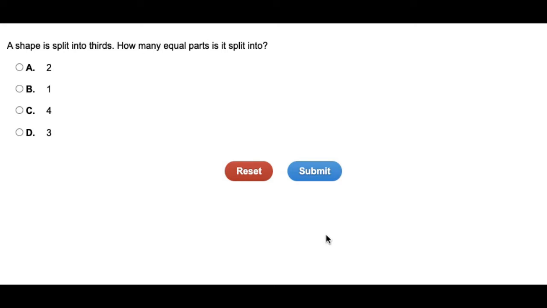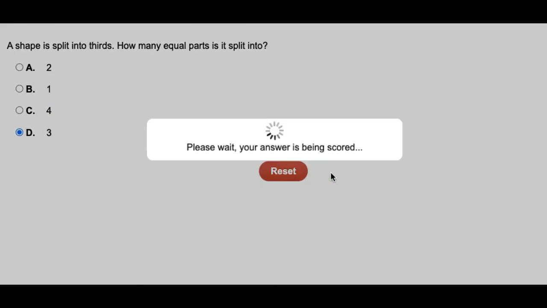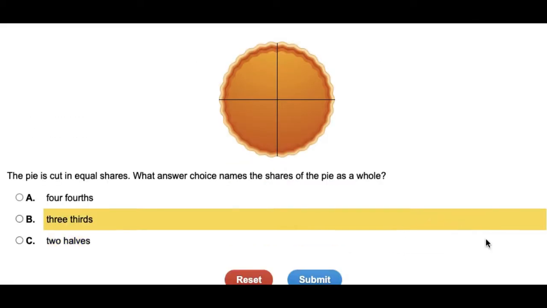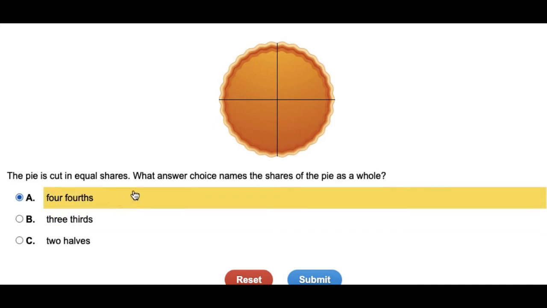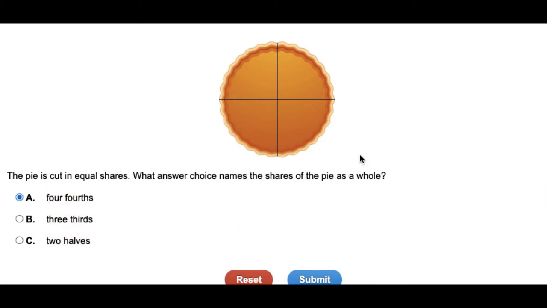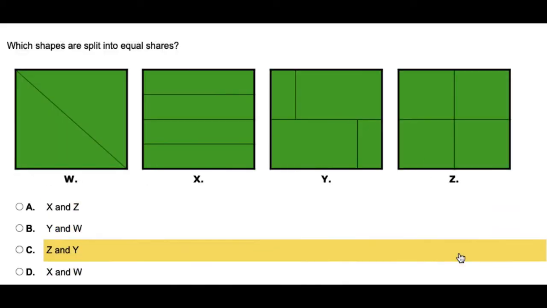A shape is split into thirds. How many equal parts is it split into? If it's thirds, that means it's three equal parts. Three parts, right. The pie is cut in equal shares. What choice names the shares of the pie as a whole? So it's 4/4, because one of the pieces is a quarter. It's cut into four equal shares.